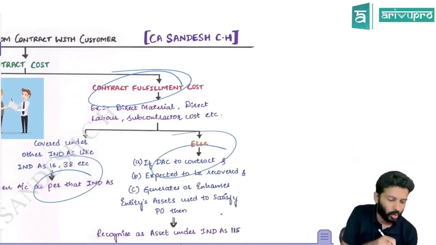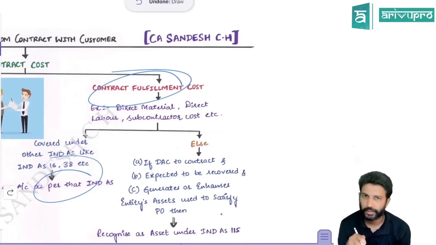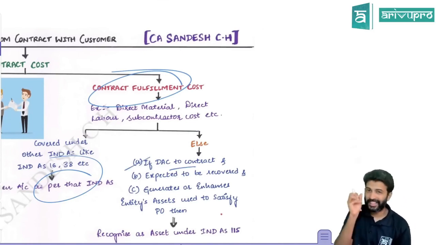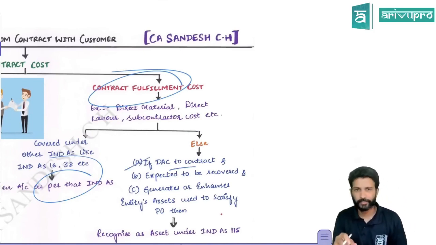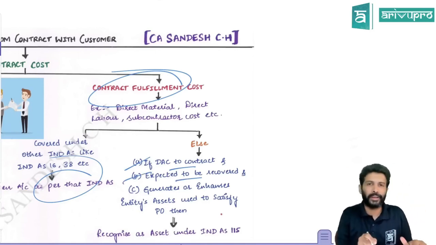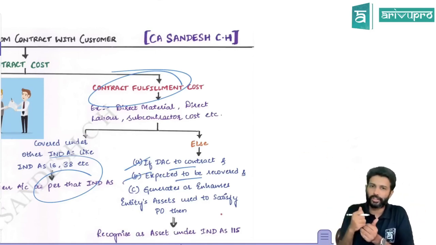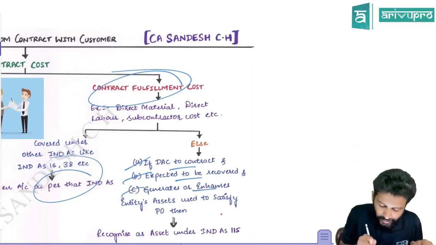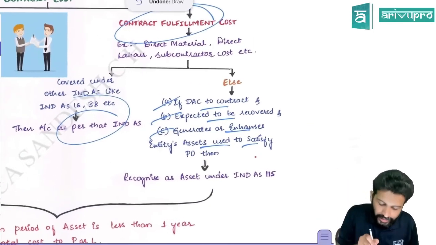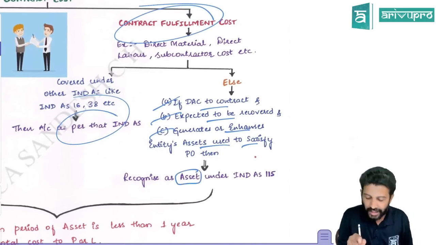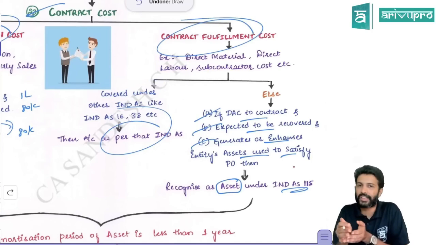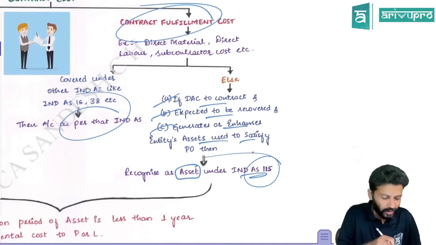However, if you feel none of the other standards is talking about it, then check whether these costs are directly attributable to the contract, and see if they are expected to be recovered. Can you recover this cost? If you think yes, and these costs also enhance the asset used to satisfy the performance obligation, and these are satisfied, then you can recognize this cost as an asset as per IND AS 115. Since no other standard is talking about it, you will book this as an asset as per IND AS 115.